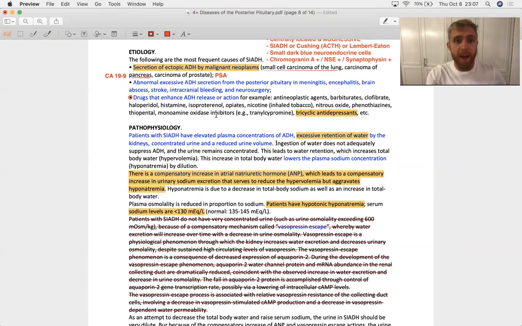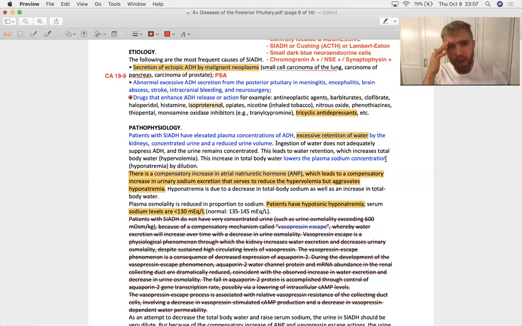Lots of drugs enhance ADH release, many antineoplastics, barbiturates. Those are going to be like phenobarbital, thiopental, clofibrate, haloperidol, an antipsychotic, histamine, isoproterenol.